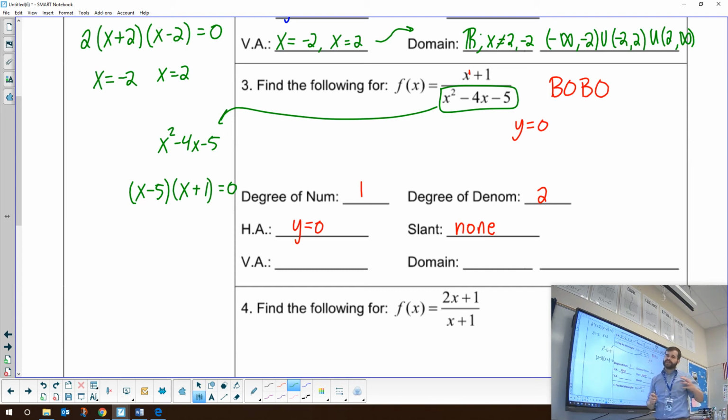Remember, we can use the x and plus method to factor that. I just did it in my head. Negative 5 times 1 is negative 5. Negative 5 plus 1 is negative 4. All right, so that's going to give me my two undefined values. We're going to have x equals 5 and x equals -1.